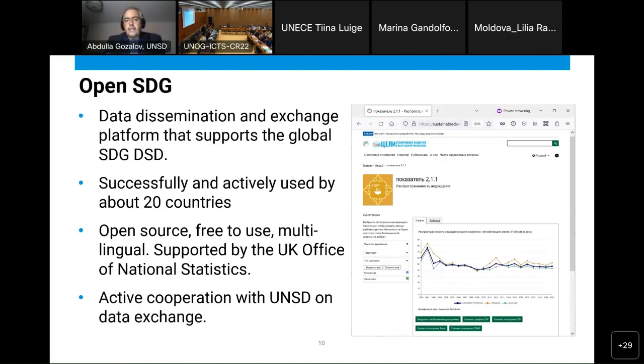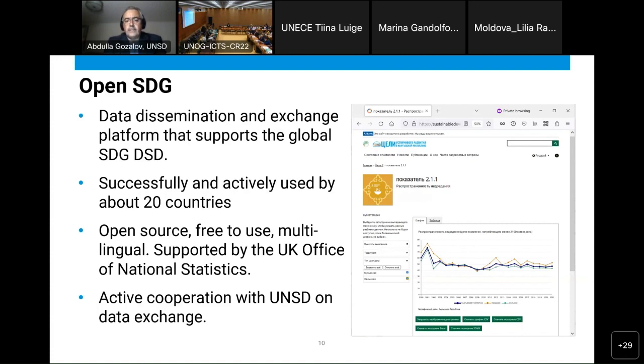I think that Open SDG has been mentioned in previous presentations. I would like to bring it up because it is a dissemination platform which is currently maintained by the UK Office for National Statistics, which was designed to specifically support the global SDG data structure definition. And what it means is that if you map your national data to the global SDG DSD, which you can extend with your national indicators and disaggregation, then that data can be uploaded to the Open SDG website.